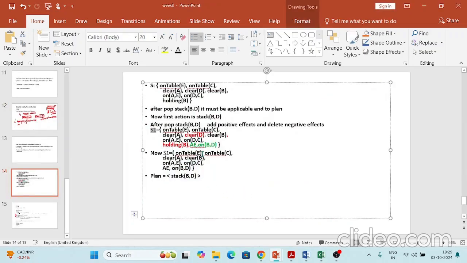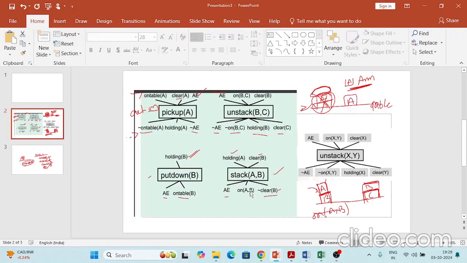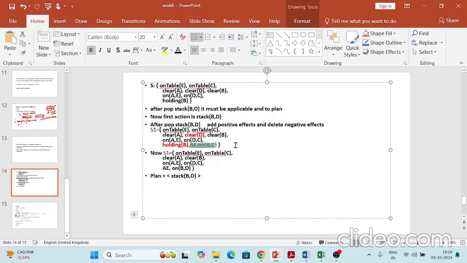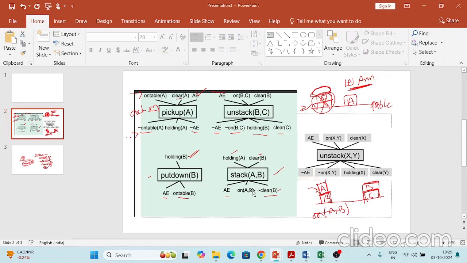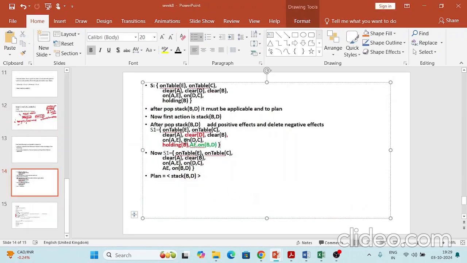Okay, so these are the positive effects and these are the negative effects. We are removing the negative effects and adding the positive effects. AE and add BD are the positive effects, on BD and holding B. When removing the negative effects, not clear D, so clear D is removed. Okay, now this state S1 becomes like this.